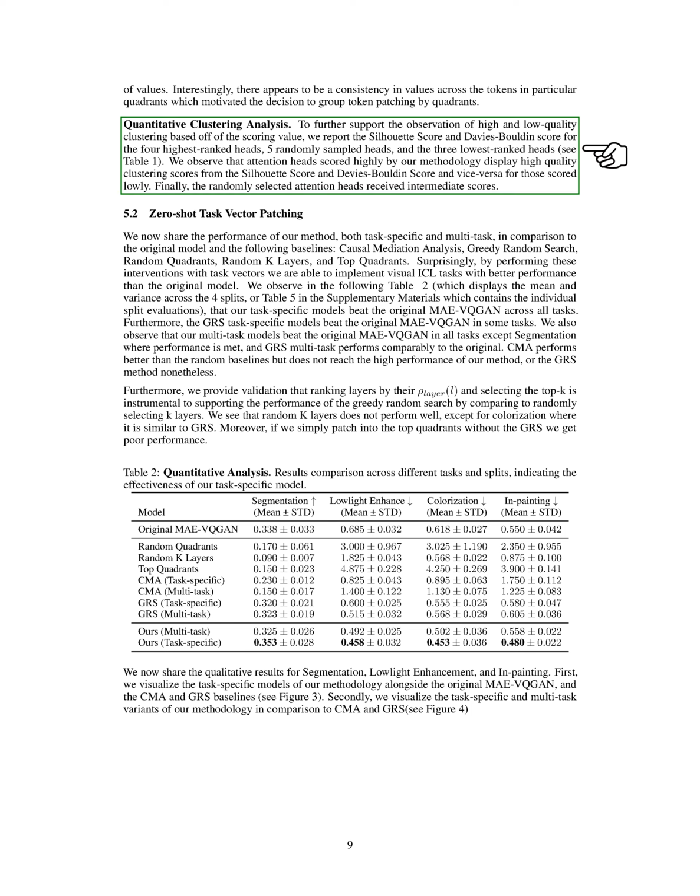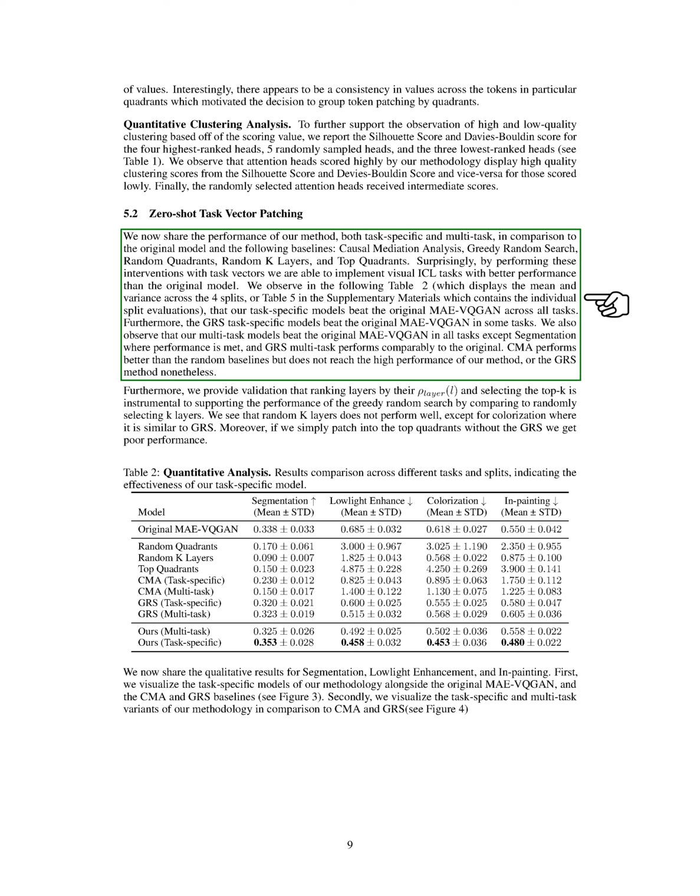Section: Zero-shot task vector patching. In this section, we present the results of our method compared to the original model and various baselines in both task-specific and multitask scenarios. Surprisingly, by using task vectors, we achieve better performance in visual tasks than the original model. Our task-specific models outperform the original MAE-VQGAN across all tasks, with the GRS task-specific models even surpassing the original in some tasks. In multitask settings, our models outperform the original in all tasks except segmentation, where they perform equally, and the GRS multitask model performs comparably to the original.